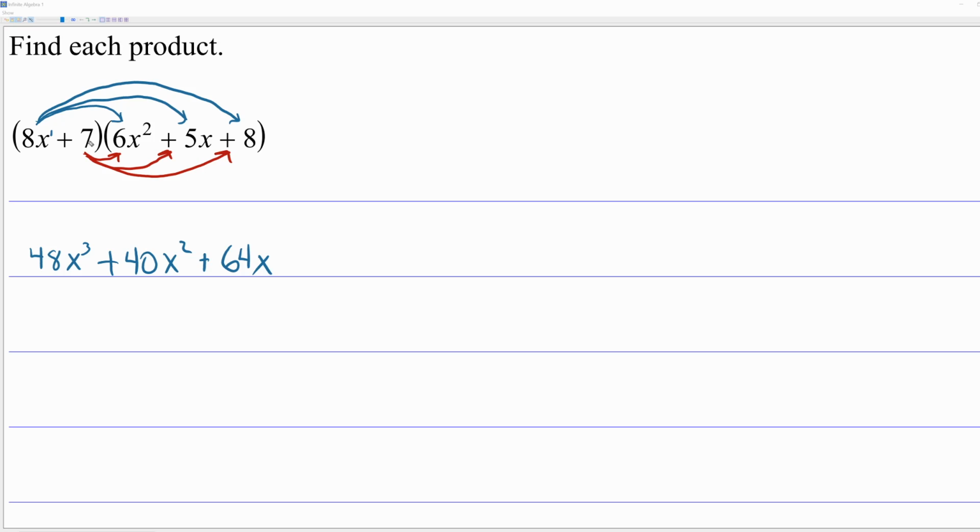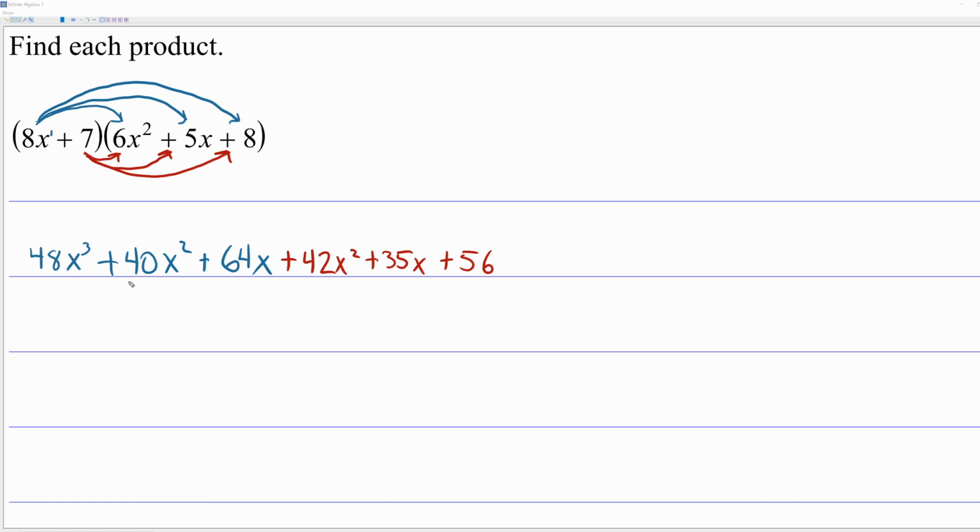So, 7 times 6 is 42, and this is x squared. And then 7 times 5 is 35, that's x. And then 7 times 8 is 56. So we had 6 arrows, and now you see we have 6 terms. Your next step is to combine the like terms.